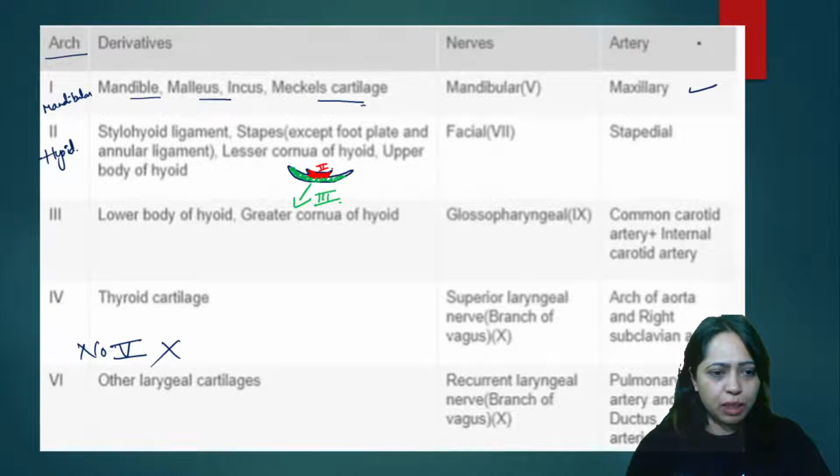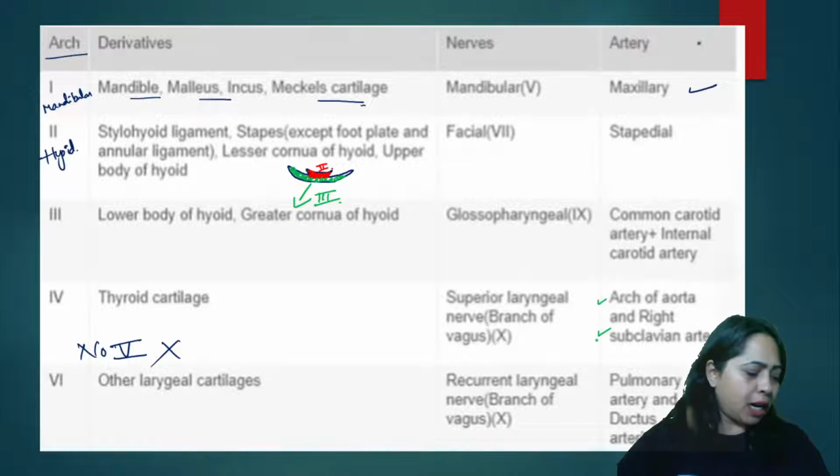And you can also see the fourth one, thyroid cartilage is the derivative. You can see the superior laryngeal nerve. That is a branch from the vagus. That is the nerve of the arch. And also the arch of aorta and right subclavian artery.